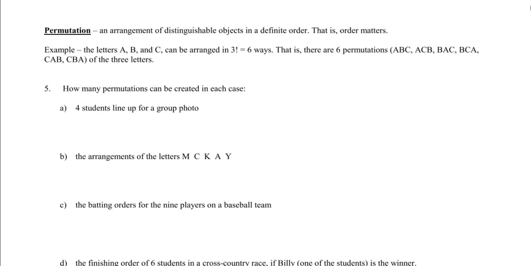So what is a permutation? It's an arrangement of distinguishable objects. What does distinguishable mean? You can tell them apart. You can tell one from the other. So it's an arrangement of distinguishable objects in a definite order. I can tell the things apart, and they can be arranged in a certain order, and I can always tell them apart. So order matters. That's what you're going to see with this. So for permutation, order matters.